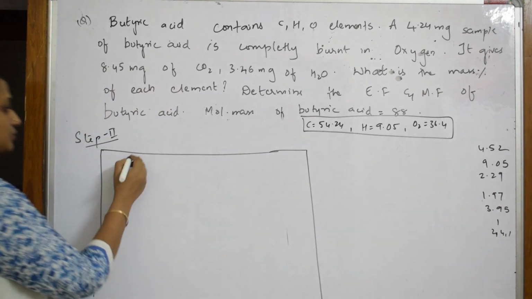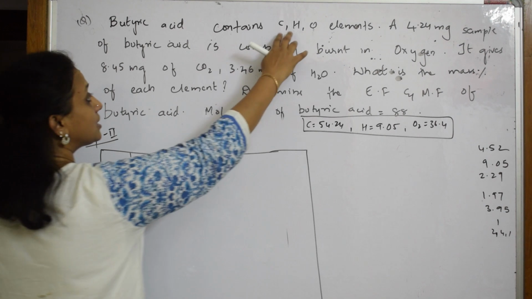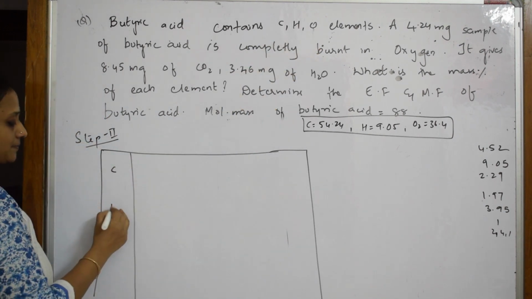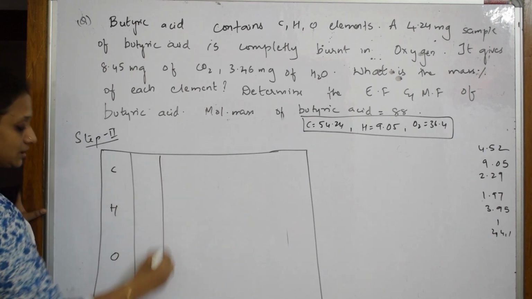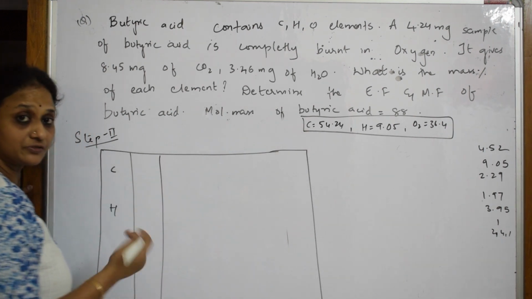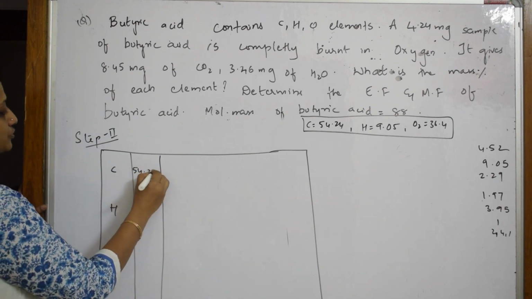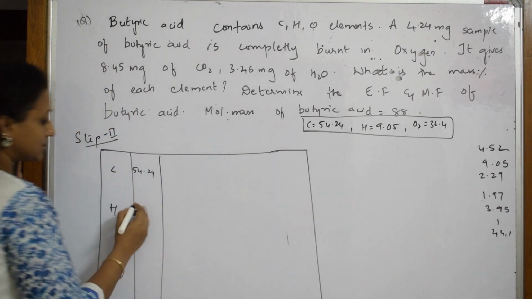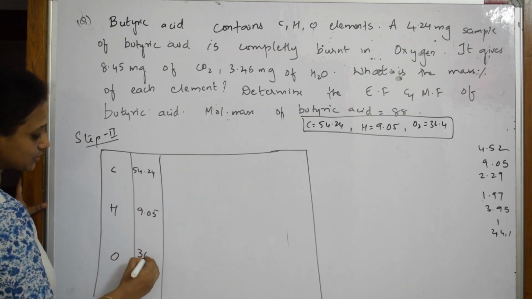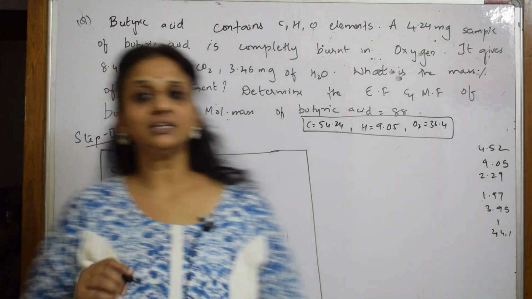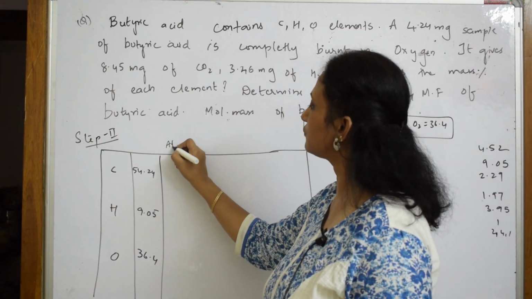In the first column, it is always what? Elements. What are the elements given? Carbon, hydrogen, oxygen. Now after this, the second column would be the percentages which you have already calculated in step 1. Carbon is 54.24, hydrogen is 9.05, oxygen is 36.4. Done.